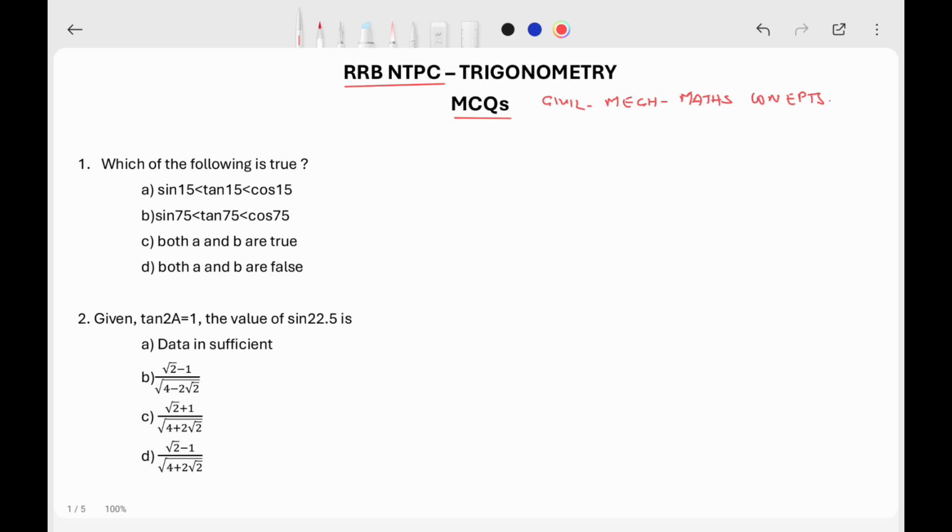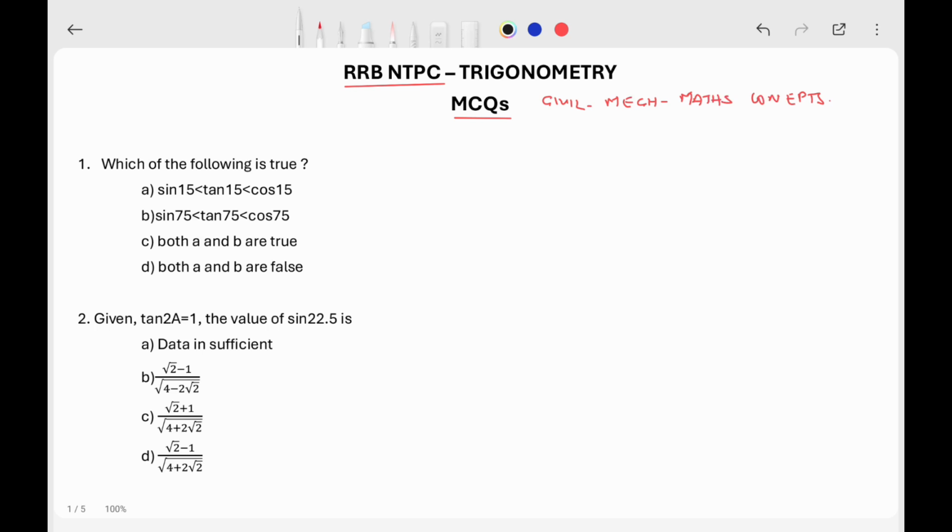Now, I have released these MCQs keeping in mind RRB NTPC and SSC examinations like SSC JE, SSC CGL, and also some UPSC examinations like NDA, where we require a little bit of trigonometry and some mathematics involving calculations of geometry also.